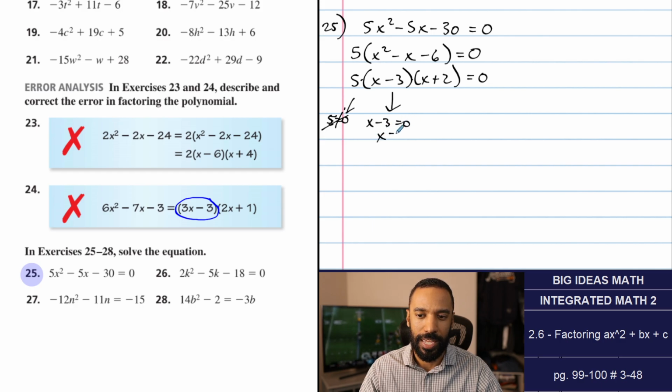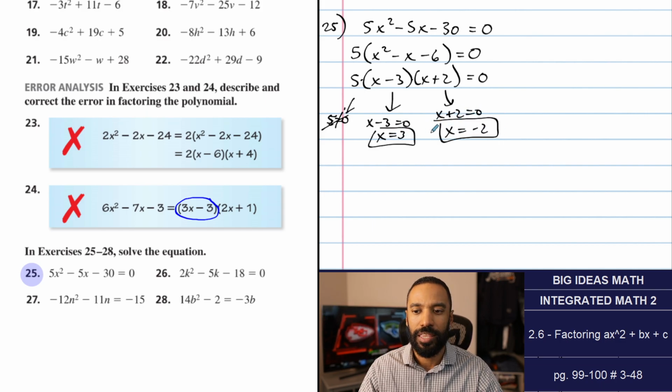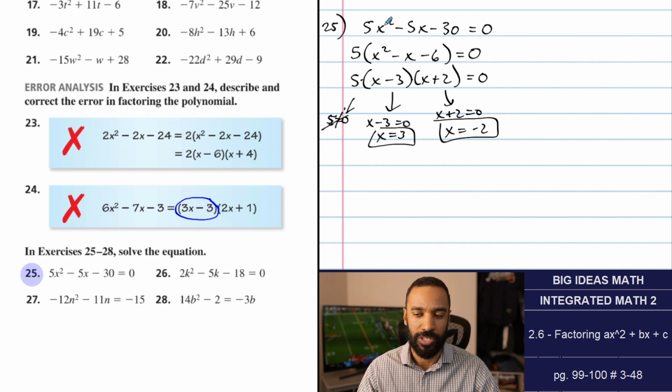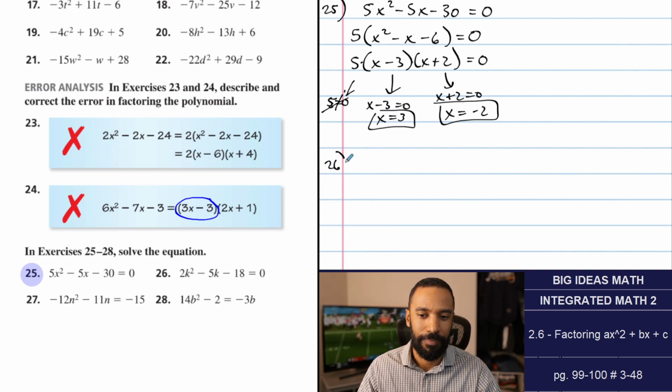Or x minus 3 equals 0, so x equals 3 when you add 3 to both sides. Or x plus 2 equals 0, so x equals negative 2 when you subtract 2 from both sides. These are your answers that solve this equation. Plug 3 back into there, plug negative 2 back into there. You should get 0 out if you use correct math, correct order of operations, and the like.